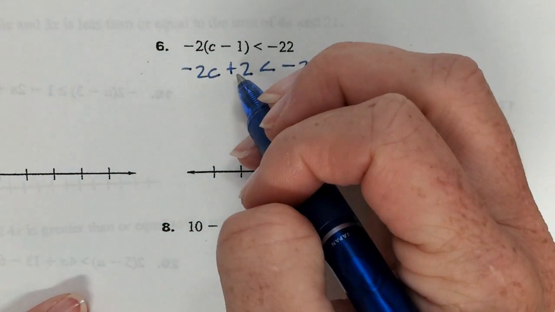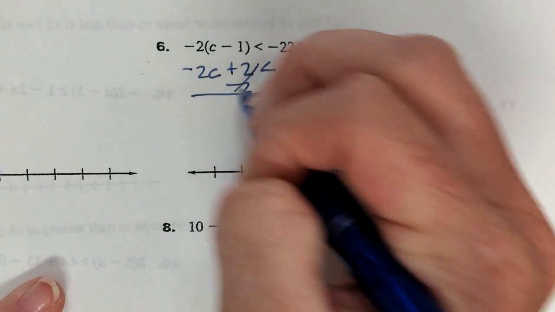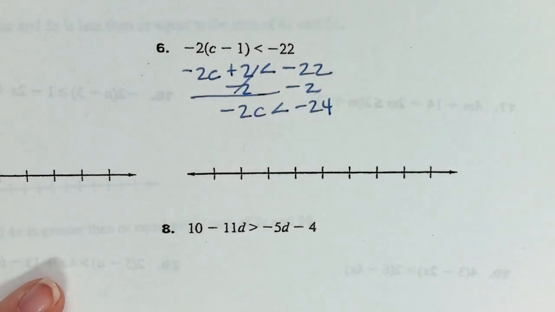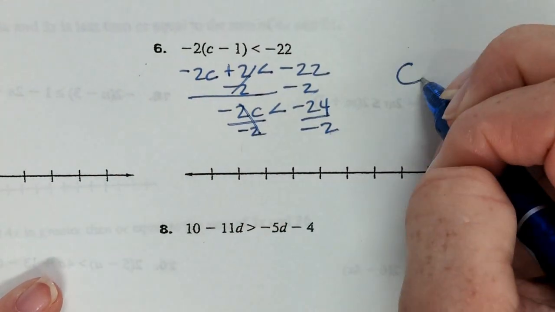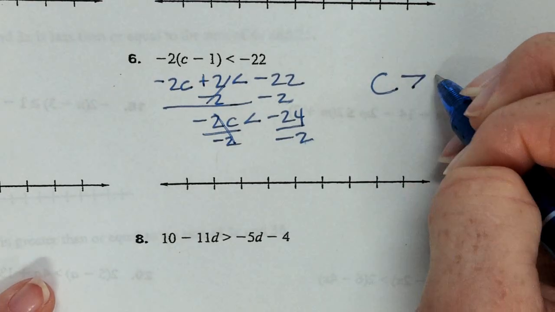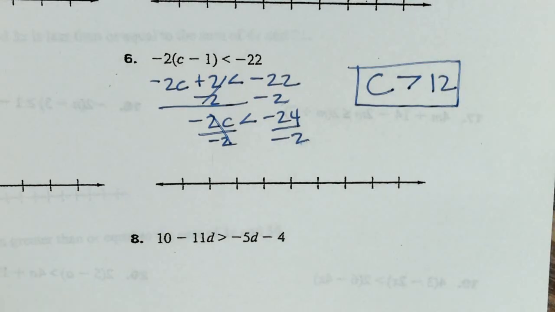How do I get rid of a plus 2? Minus 2. So I have negative 2c is less than negative 24. Is the coefficient negative? So I'm going to divide both sides by a negative. What's going to happen to my sign? So I have divide by negative 2, divide by negative 2. I have c. Instead of less than, it's going to be greater than 12 because negative 24 divided by negative 2 is positive 12.